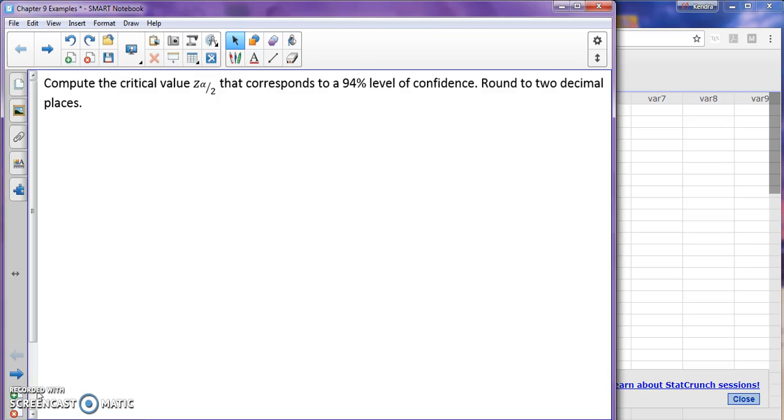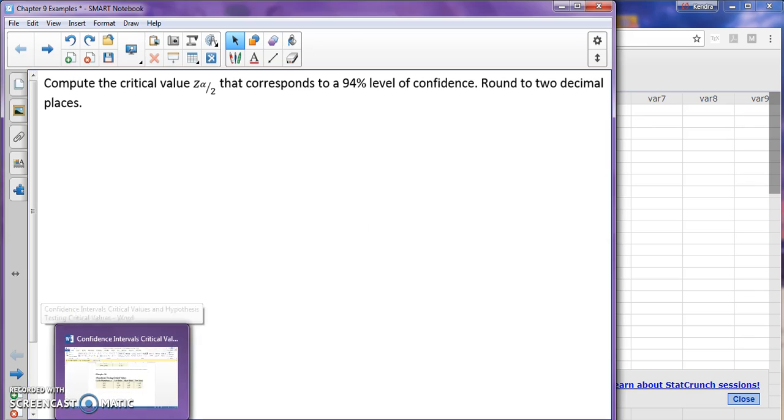Compute the critical value z sub alpha over 2 that corresponds to a 94% level of confidence, round to 2 decimal places. So if this is not one of the common levels of confidence, so 90, 95, 98, and 99, then we need to use StatCrunch or the calculator or the table to find this value. So I'm going to show you how to use StatCrunch to find the value.